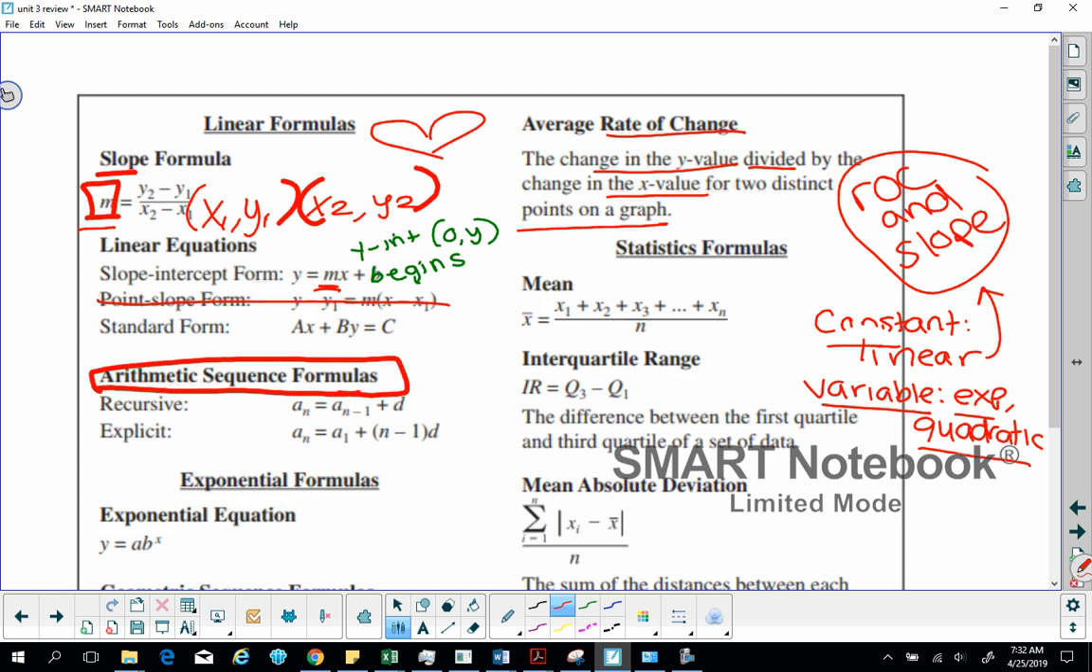What's arithmetic? Sorry, I can't. No, Siri, I don't want you to answer. I want you guys to answer. What's arithmetic?